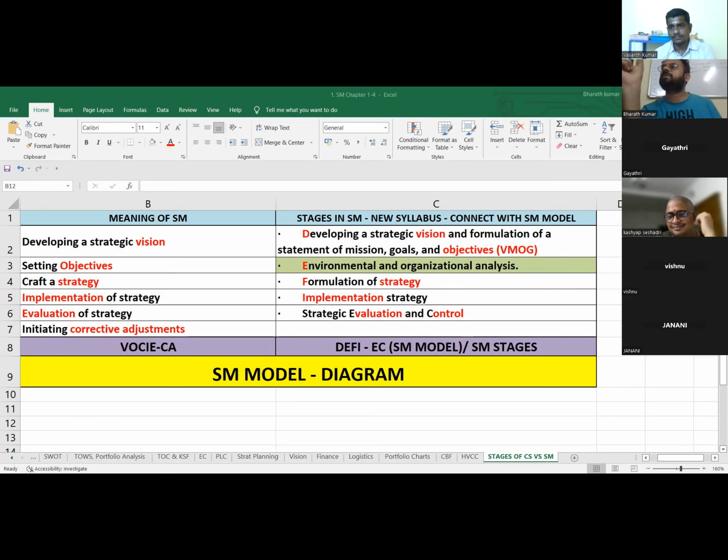Now, set objectives. If you don't set objectives, you cannot go to the next level. But if you set objectives, you can craft a strategy. What is the third point? Craft a strategy. That means game plan. Your planning is done. Your strategy formulation is done. Correct? Then after you formulate, what will you do? Implement immediately. That's the implementation. Next, after implementation, evaluation, to check whether what is implemented is working out correctly or not.